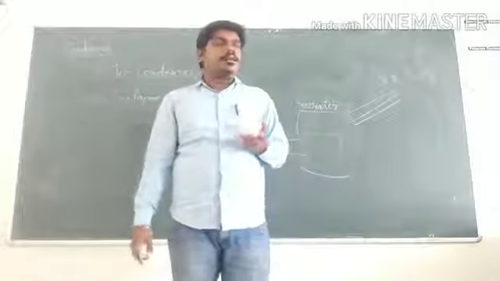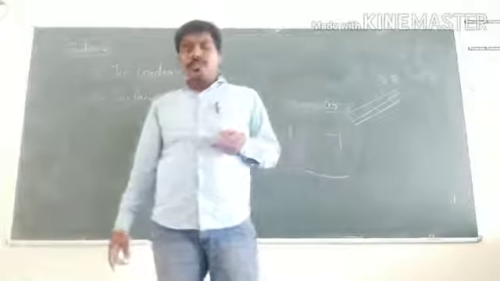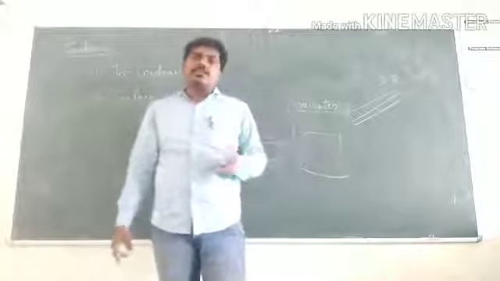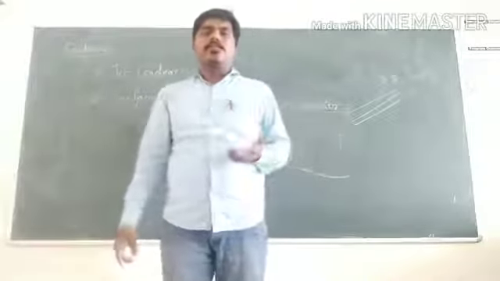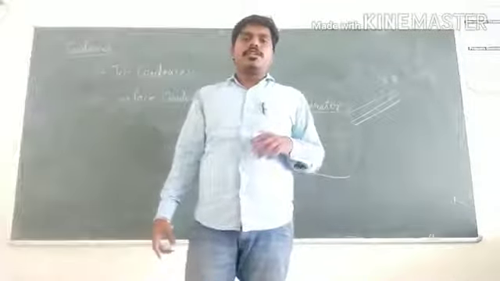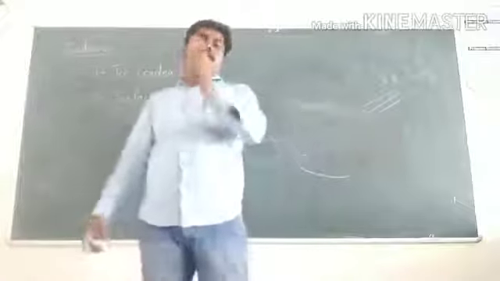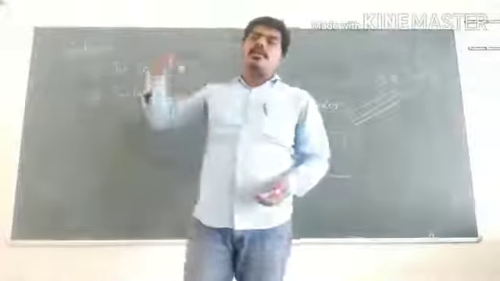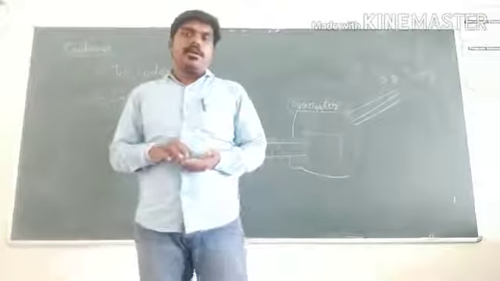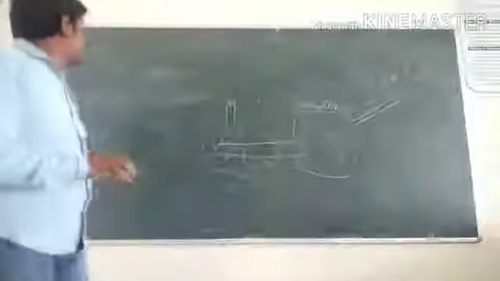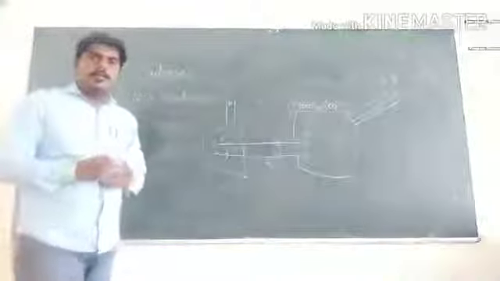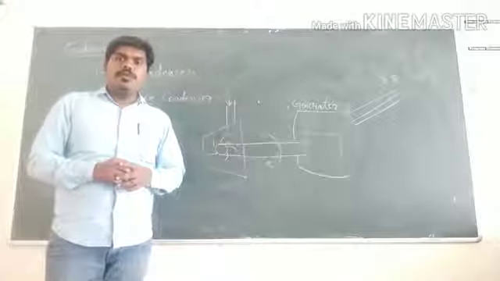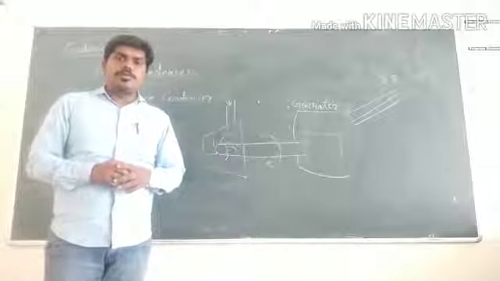Then we have the economizer. It is also using the flue gases to heat the water and to generate the steam, and that steam is again taken to the superheater, and that superheated steam is then transferred to the turbine. So this is our condenser and all the important parameters. I hope you understand this video. If you have any kind of doubt, you can contact me. Thank you for watching.